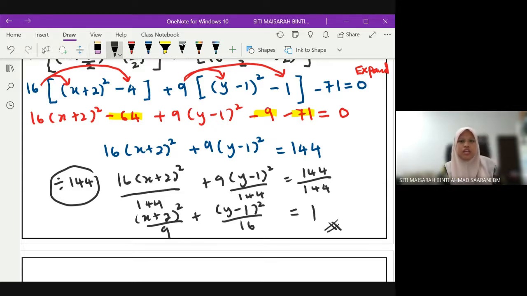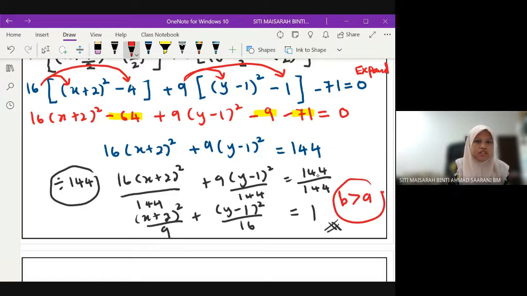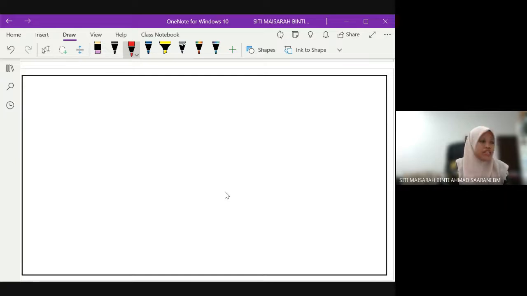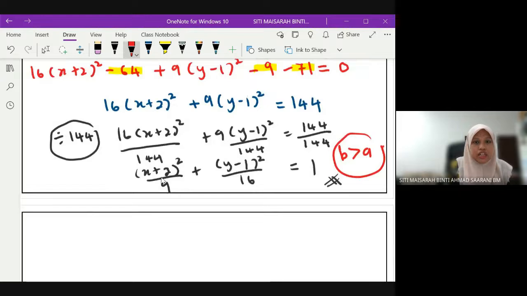So jadi yang ni apa yang lebih besar? B lebih besar daripada A. So B lebih besar daripada A. Maksudnya dia vertical ellipse lah. Dah tahu dia vertical ellipse. So jadi untuk sketch awak perlukan center. Center dah ada. Daripada sini kita dah tahu center dia. Center dia negatif 2, 1.